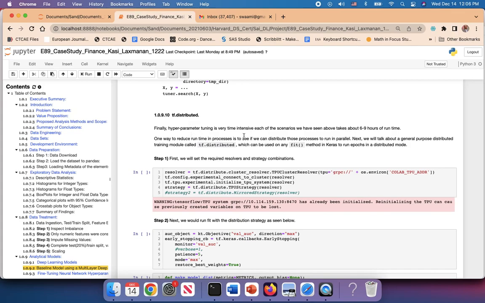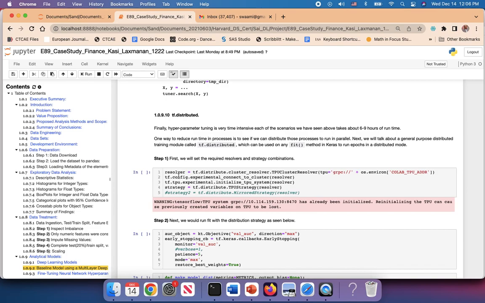Hyperparameter tuning is very time intensive. Some of the scenarios that you could run would potentially take like 6 to 9 hours, even with Colab with GPU resources. One way to reduce the time in processing is to be able to distribute the processes to run in parallel. Hyperparameter tuning fits that use case very well. In this case, we will use tf.distributed, which you can use on any fit method in Keras.